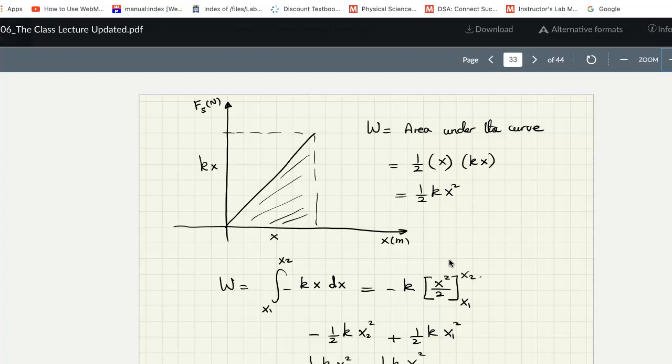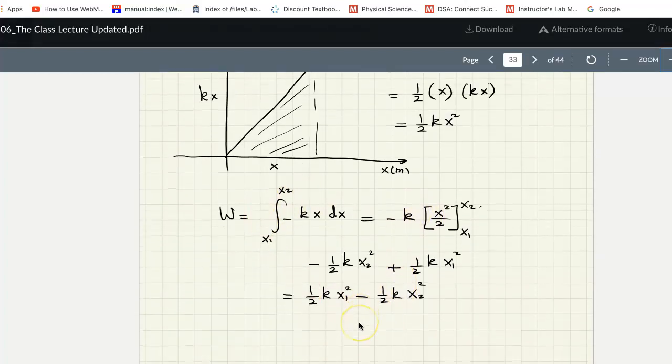It is according to Hooke's law, F equals minus kx. And when we graph it, it's going to be a straight line like this. If we wish to calculate the work done, it's going to be the area under the curve, which is 1/2 times base times height. The base here is x, and the height is kx. Then we can find that the work done by a spring or on a spring is going to be 1/2 kx squared.